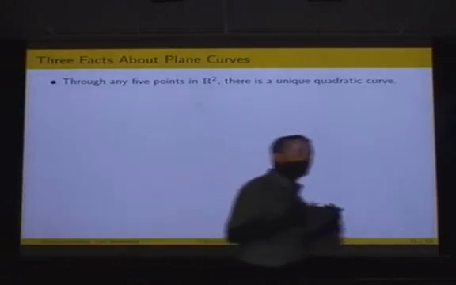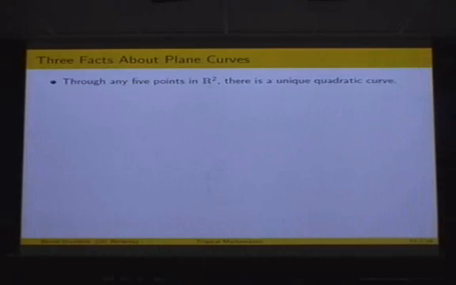Okay, but for the older among us, we do this with pencil and paper, right? So we have 5 points in the plane, and we draw the unique quadratic curve through the 5 points.